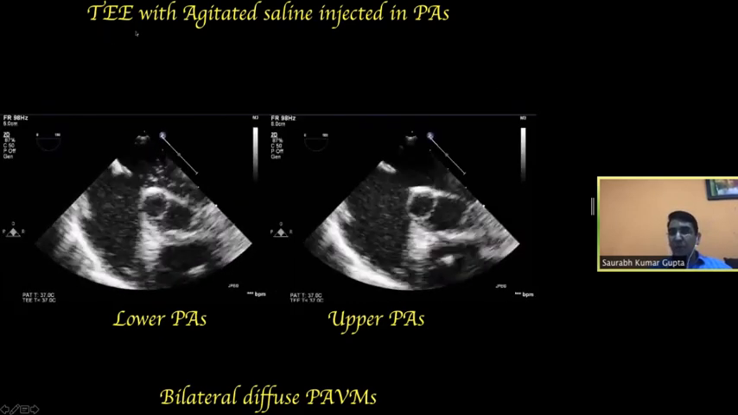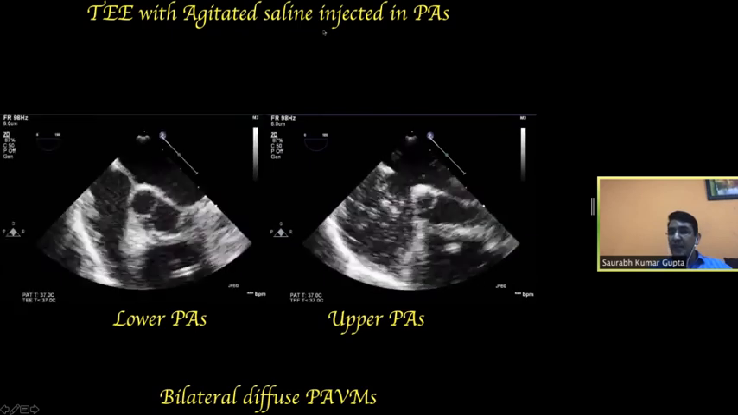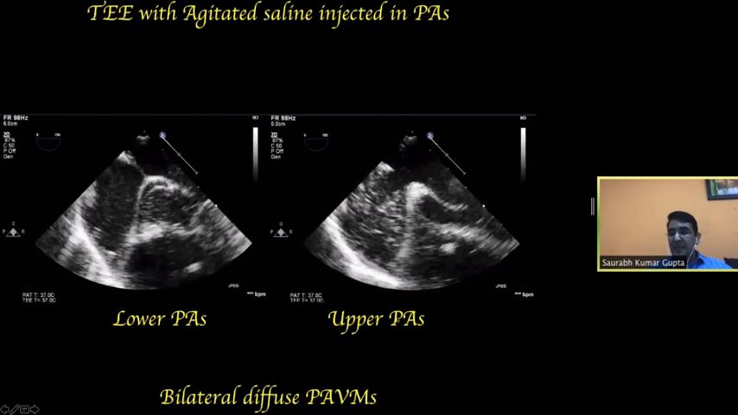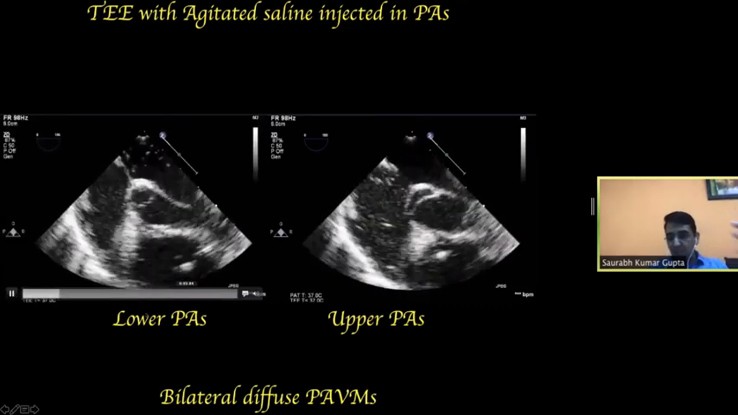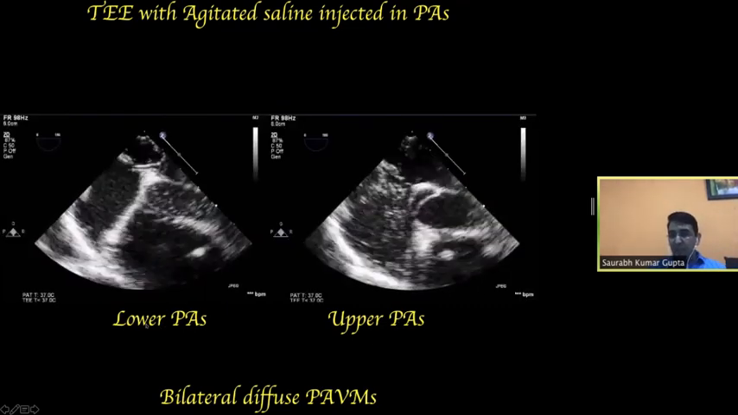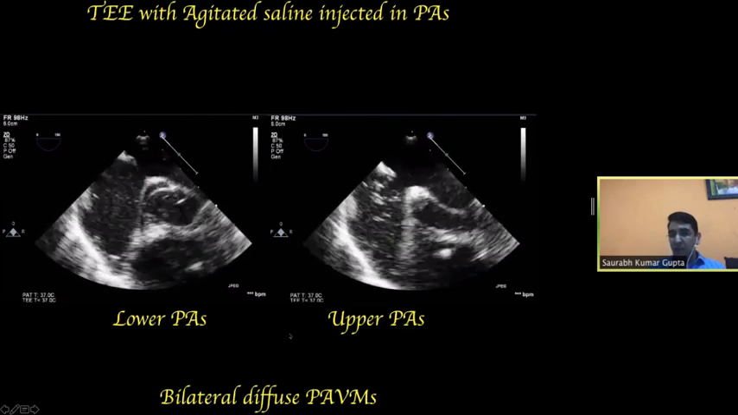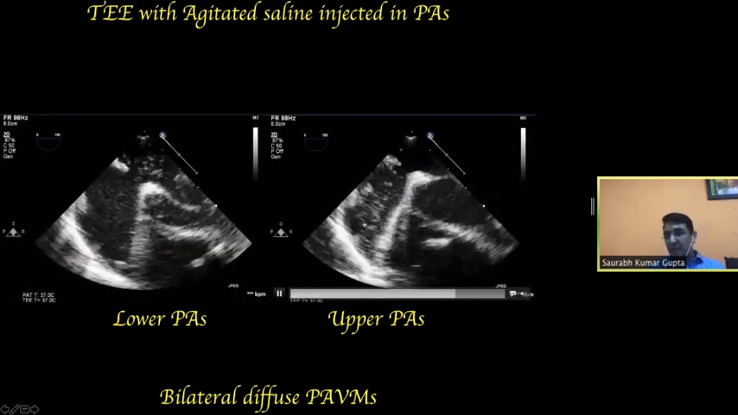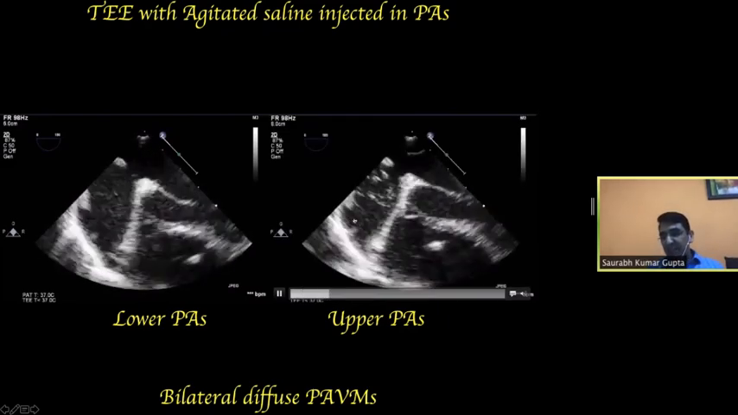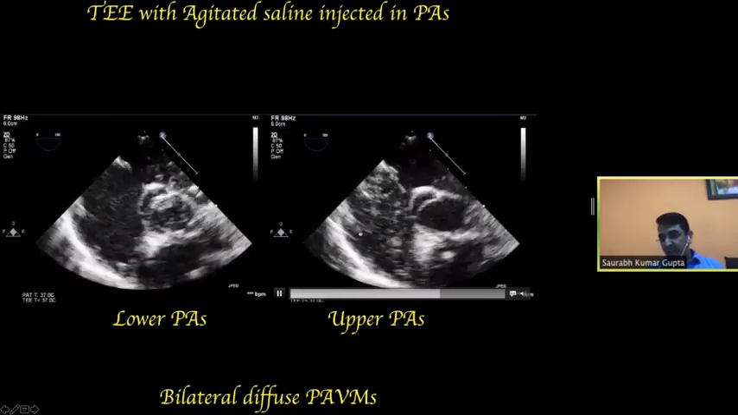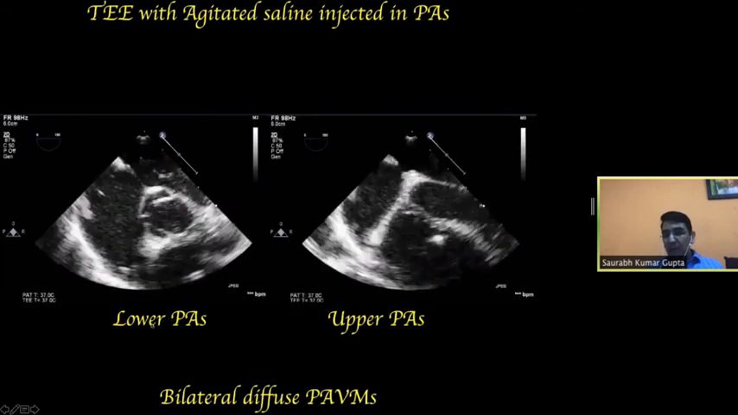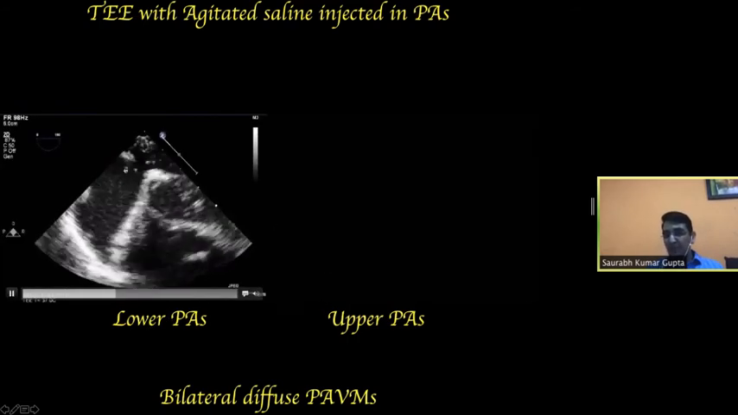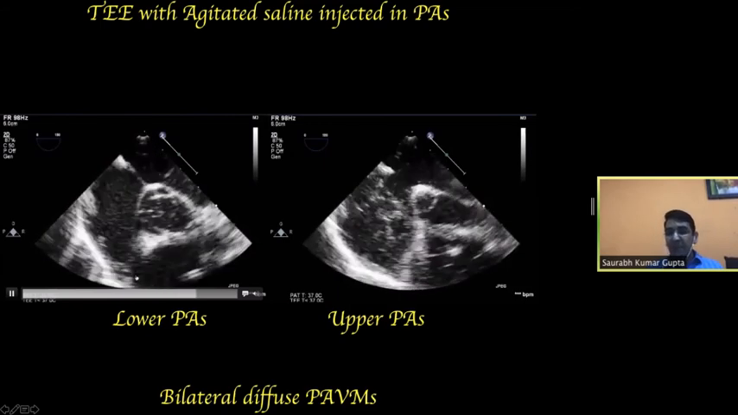So they performed TEE with agitated saline into the pulmonary artery. This is the upper pulmonary arteries, and these are the lower pulmonary arteries. Now, since the upper pulmonary veins are anomalously connected, it fills the right atrium, and the lower pulmonary arteries, since they are normally connected through the lower pulmonary veins to the left atrium, it fills the left atrium.